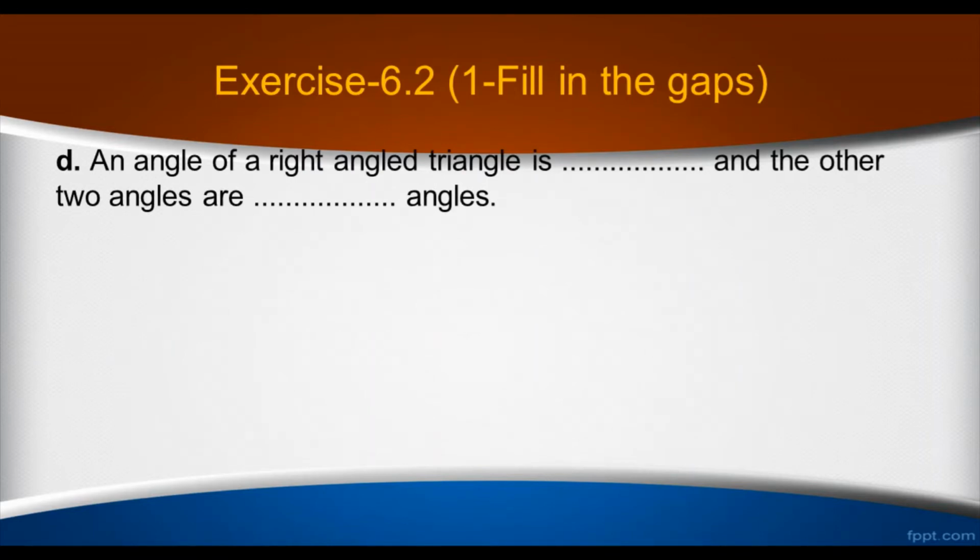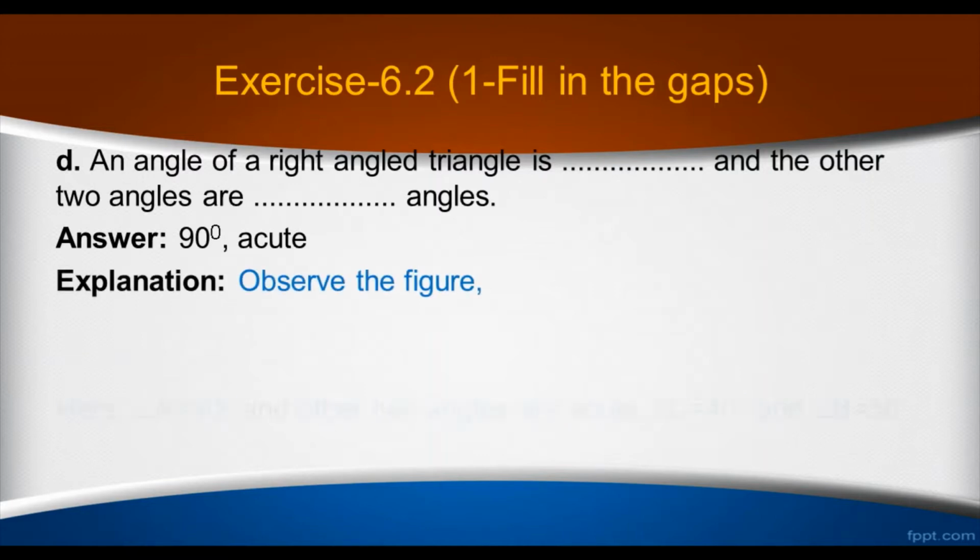Now question D: an angle of a right angle triangle is dash and the other two angles are dash angles. So my dear students, the answer is 90 degree. That is, an angle of a right angle triangle is 90 degree, and the other two angles are obviously acute angles, that is, less than 90 degree. Let me show you the explanation.